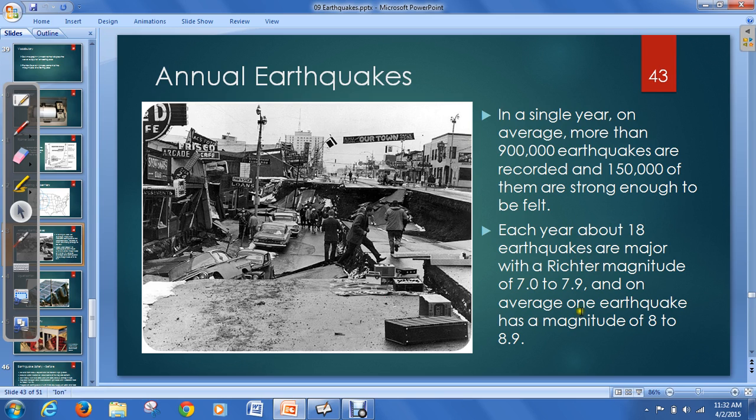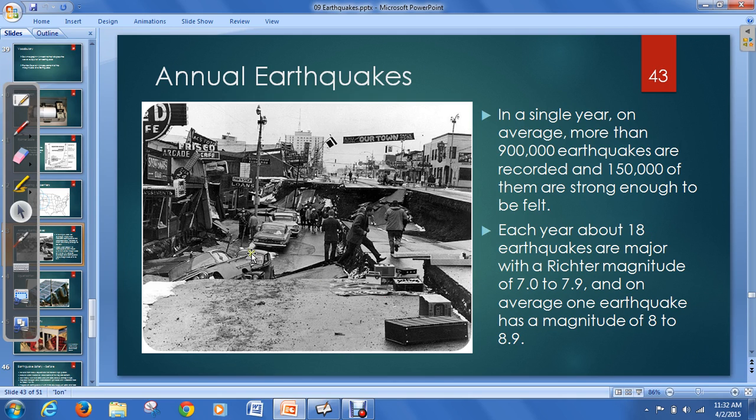Okay. And there's often about 1 earthquake that has a very large magnitude that does a lot of damage. Okay. So just keep in mind there's lots and lots of earthquakes that occur, but only a couple dozen are actually ones that you would report or see on the news.